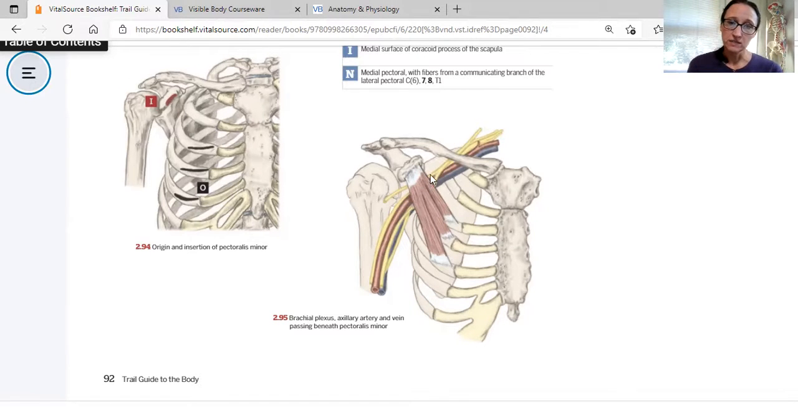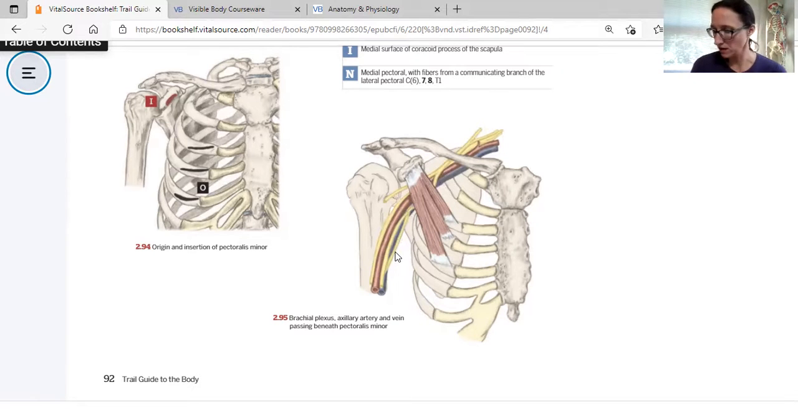Pec minor, as you can see, sits directly on top of this neurovascular bundle, which means that if pec minor is tight, it's a lot like piriformis, it's going to actually push on these blood vessels and nerves and compress them a bit, causing pain, numbness, or tingling down the arm and even into the hand.